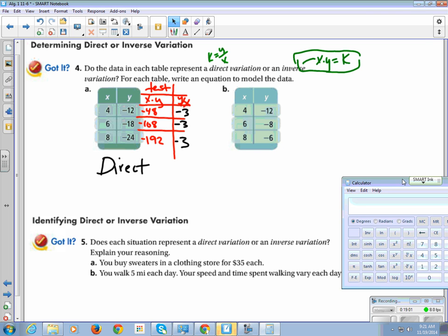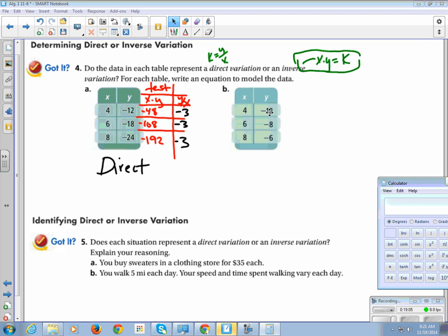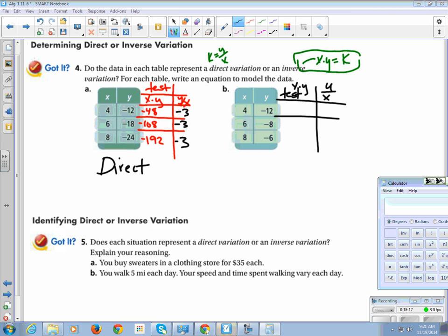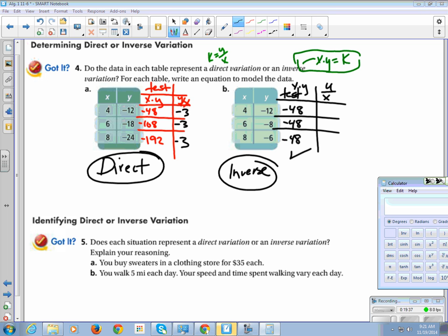Alright, so let's look at this over here. So we're going to test for inverse first. x times y, and if that doesn't work, we'll go direct. So what is 4 times negative 12? 6 times negative 8, and 8 times negative 6. Yay! So it's inverse. So we do the test, and we see which one makes sense for us.